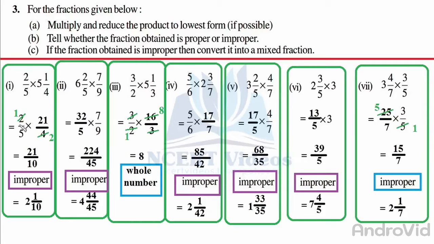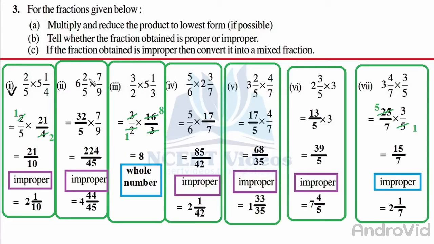So here we go. 2 over 5 as it is and mixed to simple fraction 21 over 4, cutting opportunity. You can cancel it. Now 21 over 10. It is improper because numerator is greater than denominator. So we got to convert it into proper. So 2 and 1 over 10. 10 twos are 20, 1 is remainder over 10. So this is how you'll do rest of the questions.